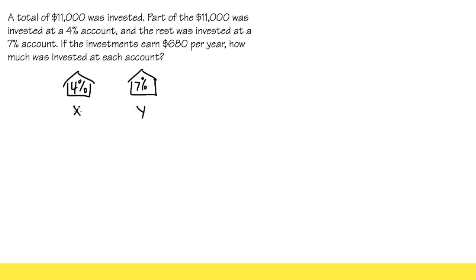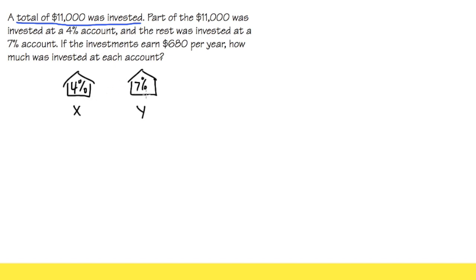So, how can we build a relationship between X and Y? Well, let's just look back to the first line. Right here it says a total of $11,000 was invested. Well, what does that mean? We know we put in X amount of dollars in the 4% account, right? And we also put in Y amount of dollars in the 7% account.